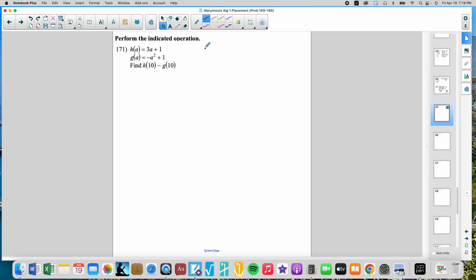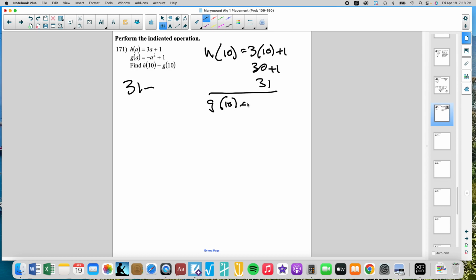These are fun. I mean, h of 10, it is kind of cool. h is 3 times 10 plus 1. 30 plus 1 is 31. So we have 31 minus, we can do g of 10, which equals the opposite of 10 squared. Now the negative is outside there, so we're going to square the 10, because that's minus 100 plus 1 is negative 99.